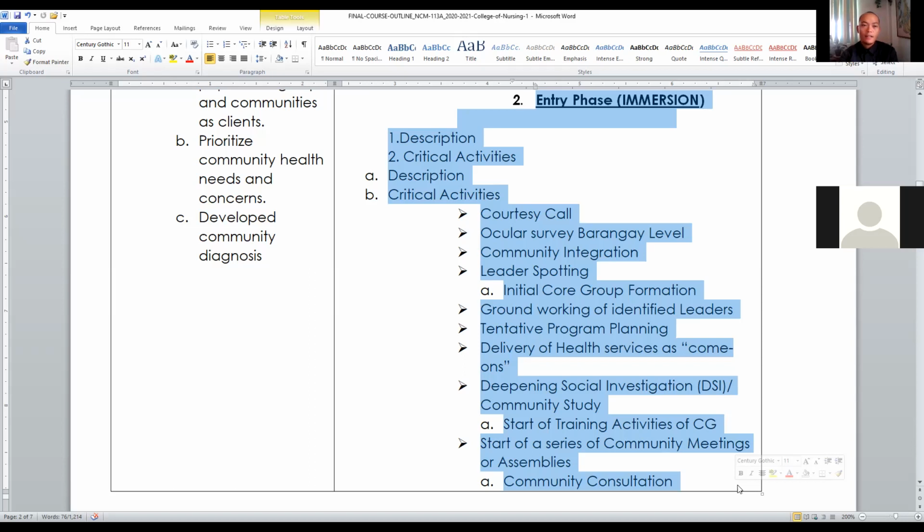Groundworking of identified leaders, tentative program planning, delivery of health services as come-ons, deepening social investigation. So aside from the things that you observe in the community, you will also ask the community members, ano po ba ang problema nyo dito sa community nyo?